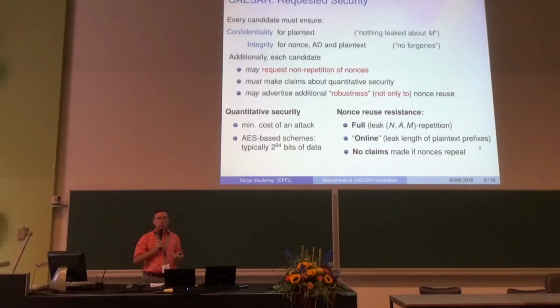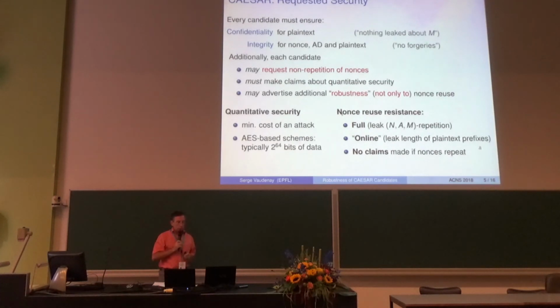Do we lose just the message, the confidentiality of the message that we encrypted with this repeating nonce? Or is it a big disaster because we are leaking a secret key? It's not the same at all. So that's what we wanted to understand with this work.